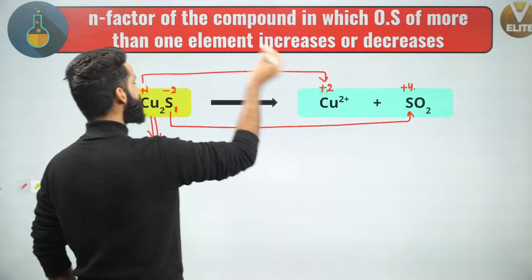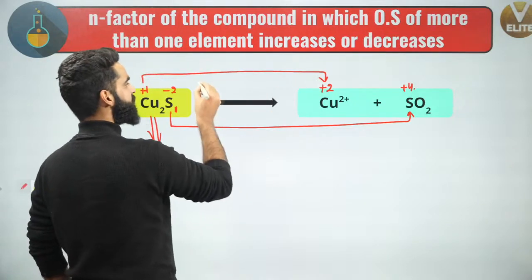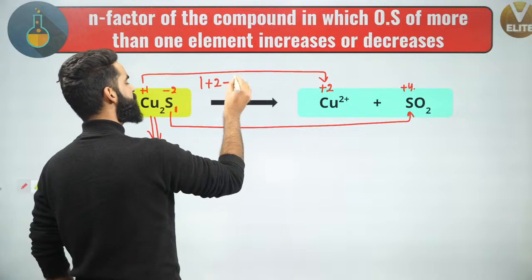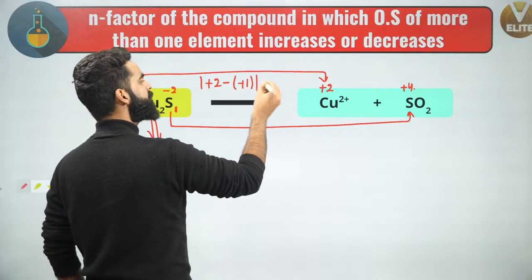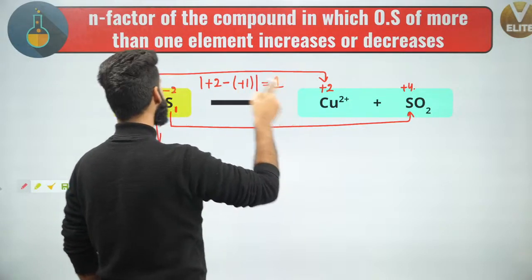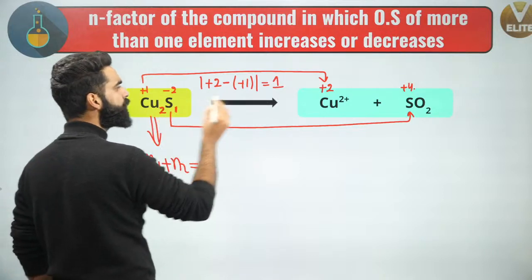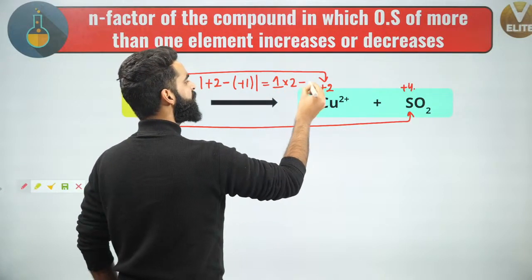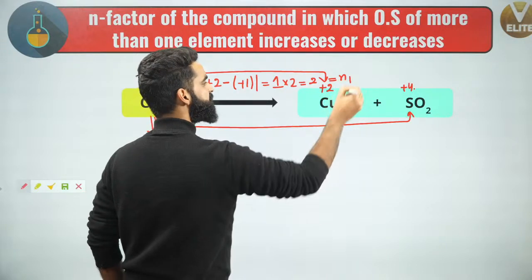See guys, +1 to +2. What is the change? Final minus initial. Final is +2 minus initial is +1. You'll get the value as 1. So 1 is the change in the oxidation state for one copper atom. But right here I have 2, so I'm multiplying it by 2. So the N1 value over here I got as 2.